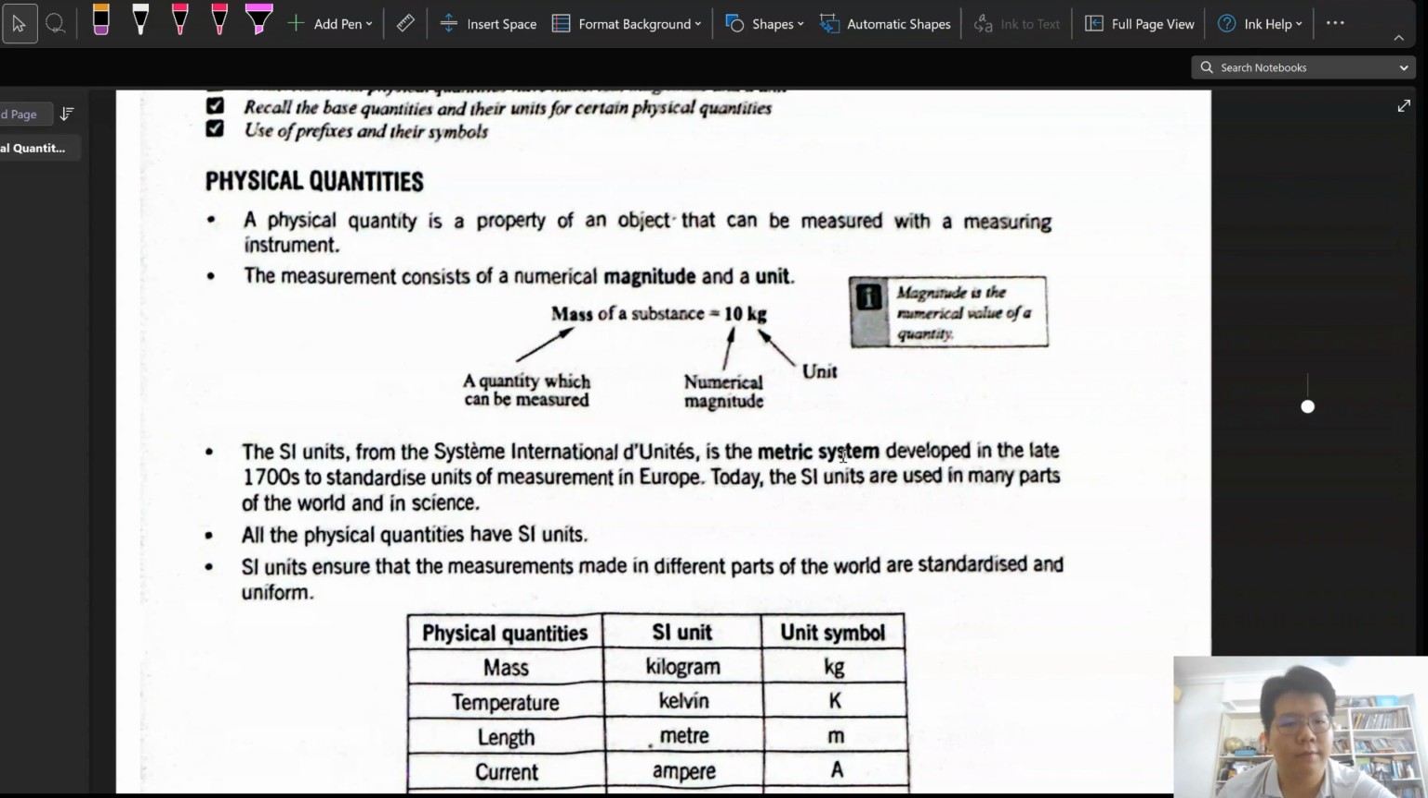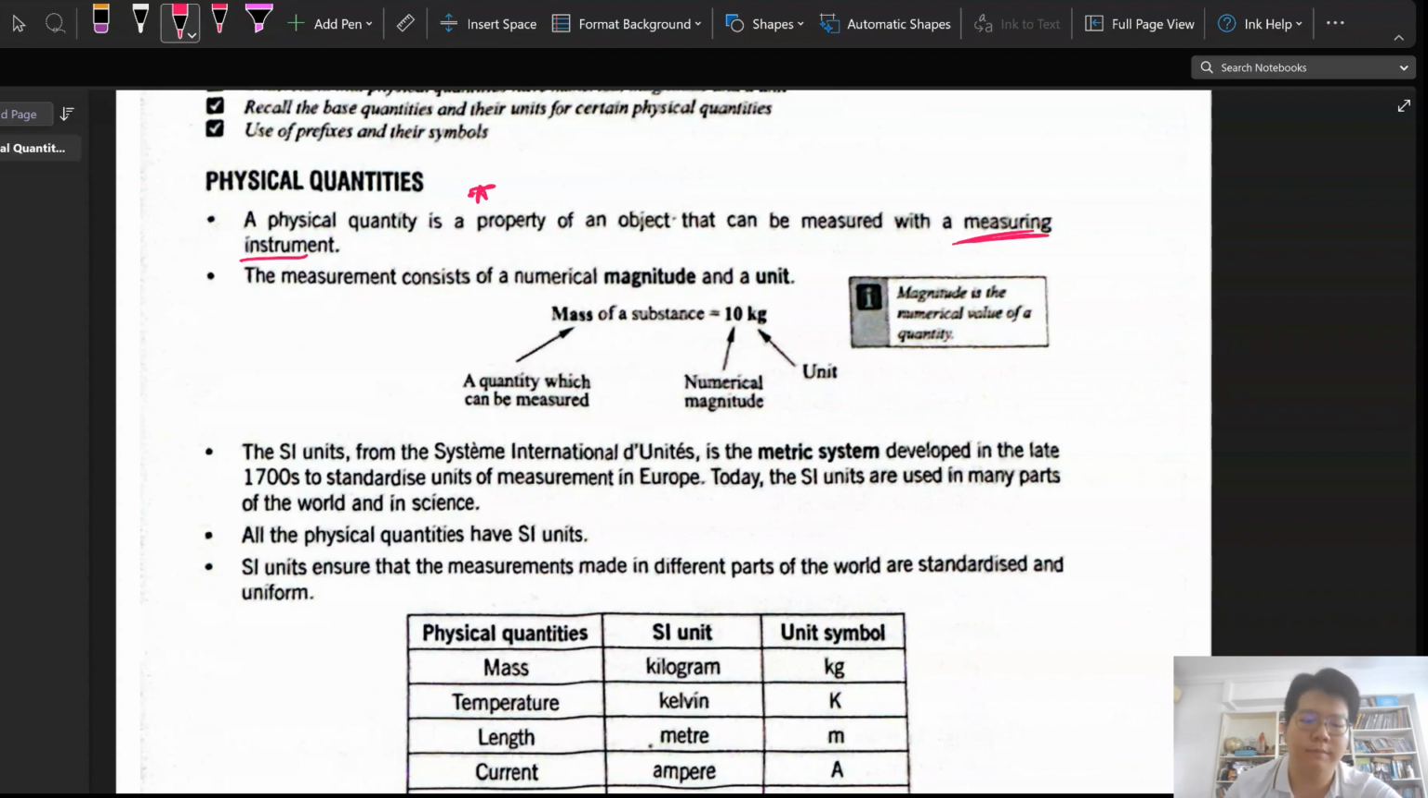So first of all, you have to know that physical quantities in general are basically properties of an object that can be measured with a measuring instrument. This definition is quite crucial because I've seen it multiple times in your O-level TYS. The important point is that it can be measured using a measuring instrument. For example, length is a physical quantity because you can measure length using a ruler.